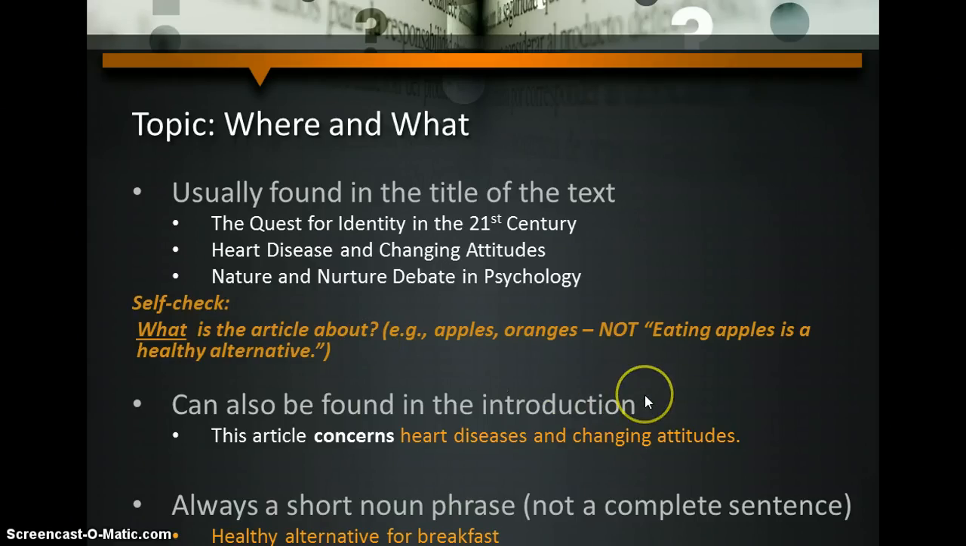We can also sometimes find it in the introduction, in the first or second paragraph. And it's usually a very short noun phrase. Breakfast, in other words, a healthy alternative for breakfast. We usually don't have a complete sentence.